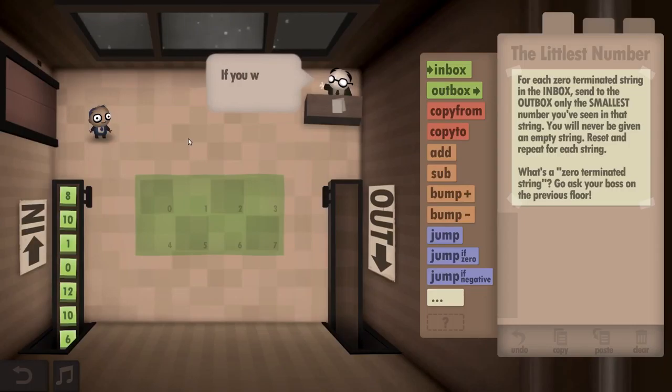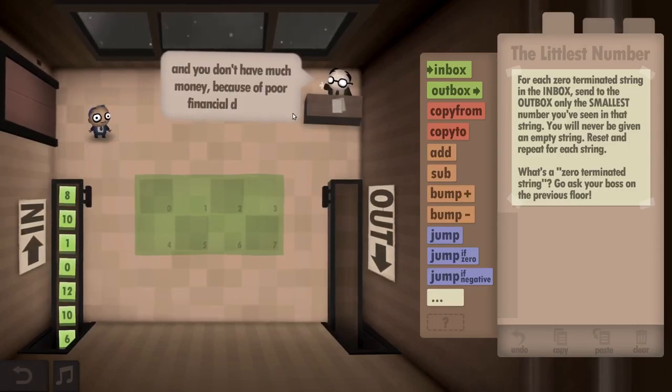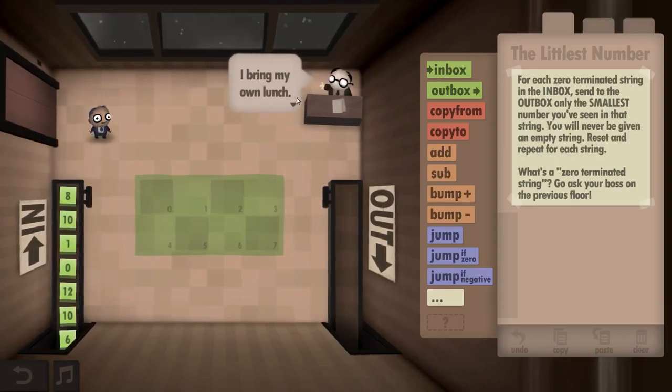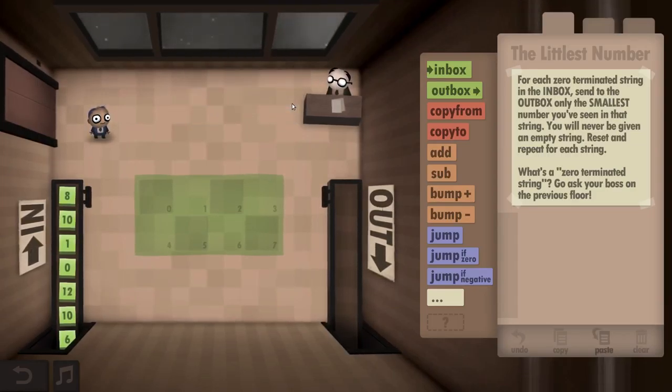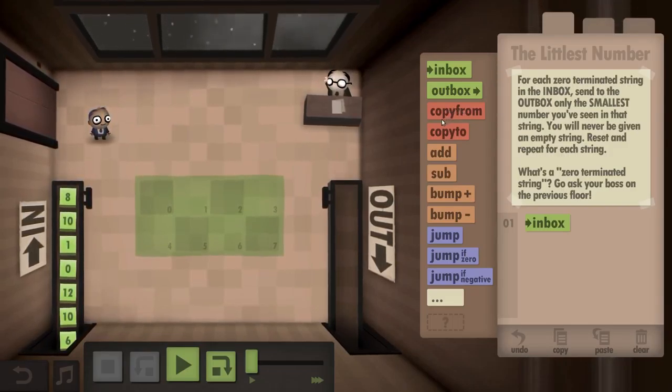Interesting. If you want to buy a sandwich, and there are 10 sandwiches listed on the menu, and you don't have much money because of poor financial decisions, how do you find the least expensive sandwich? Don't ask me. I bring my own lunch. Peanut butter and jelly. Alright, so what we're going to do is take a number from the inbox.